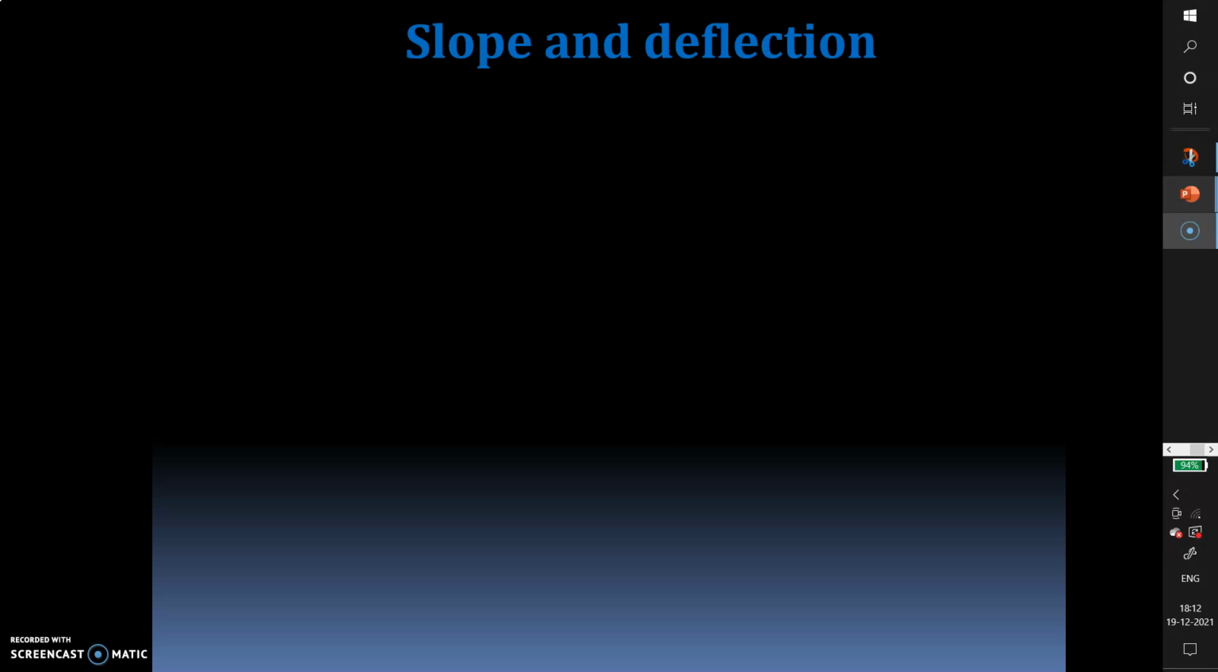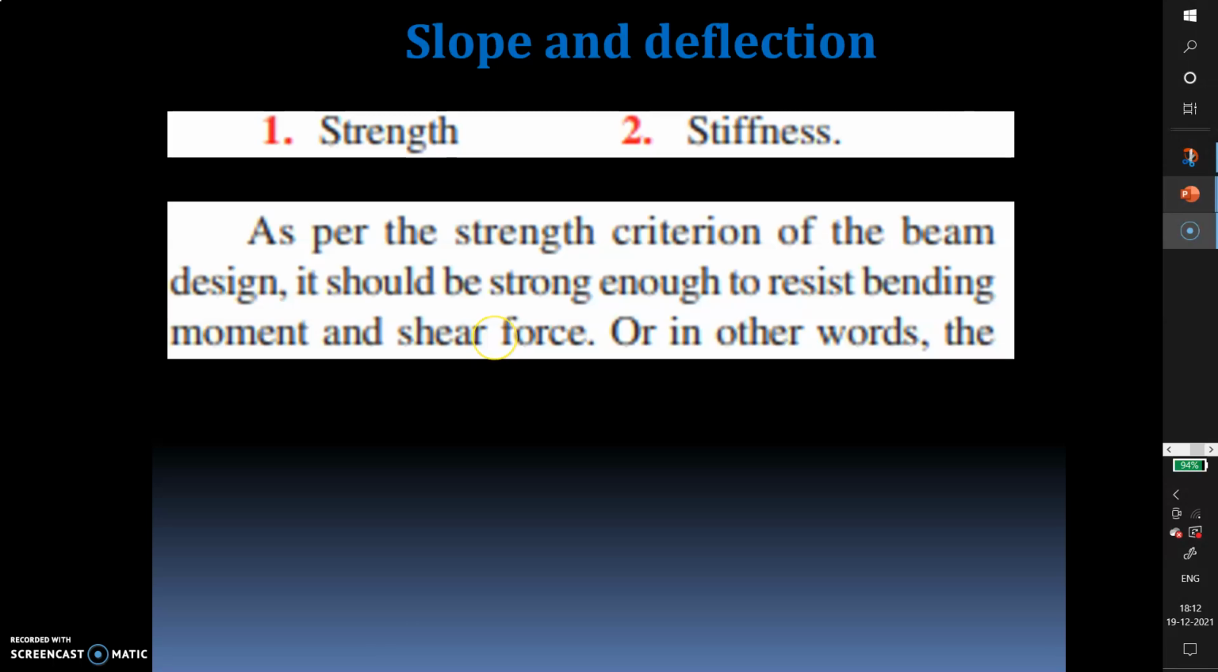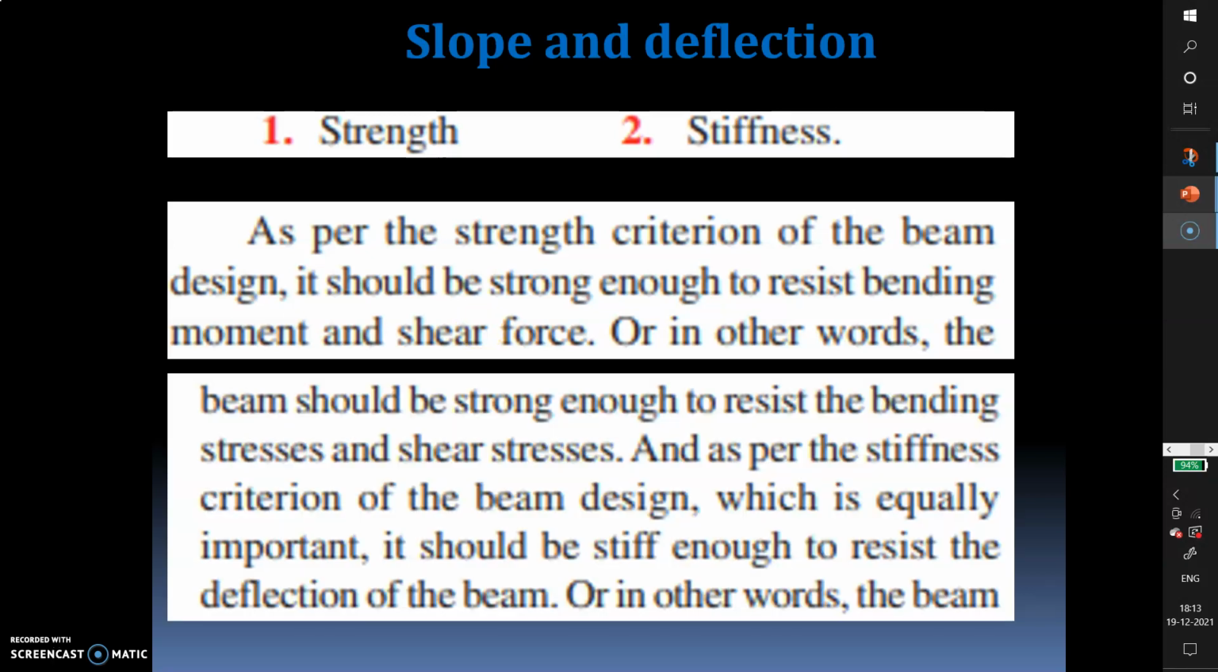In modern design offices, there are two main design criteria for the deflection of a cantilever or a beam, that is strength and stiffness. As per the strength criteria of the beam design, it should be strong enough to resist bending moment and shear force. Or in other words, the beam should be strong enough to resist the bending stresses and shear stresses. And as per the stiffness criteria of the beam design, which is equally important, it should be stiff enough to resist the deflection of the beam.